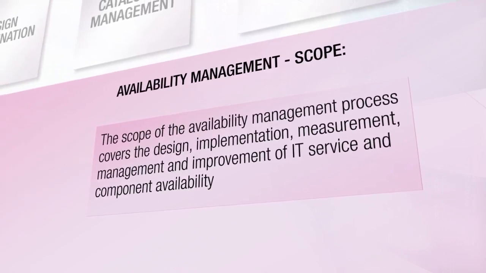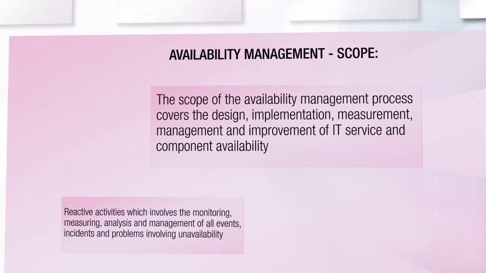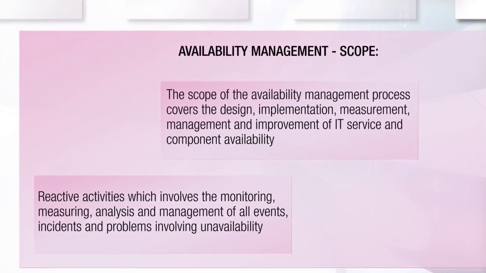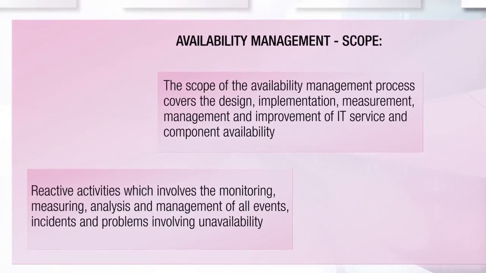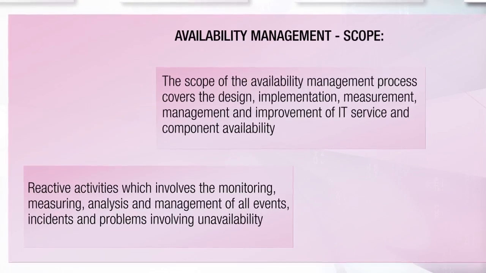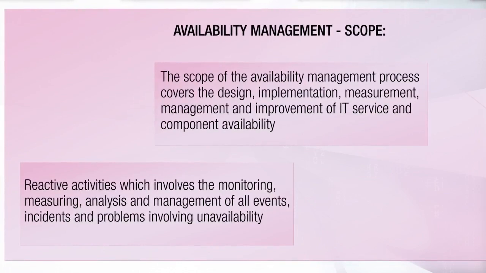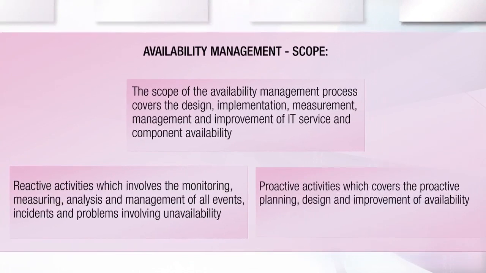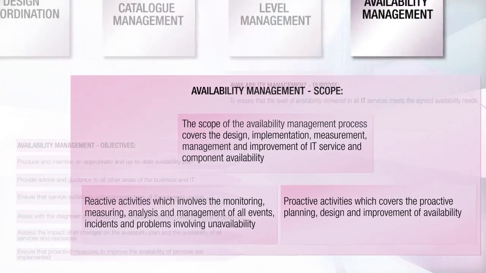There are two key elements to the availability management process. Reactive activities involve the monitoring, measuring, analysis, and management of all availability-related events, incidents, and problems. These activities are principally operational in nature. The proactive activities involve the planning, design, and improvement of availability. These activities are principally performed as part of the design and planning roles.